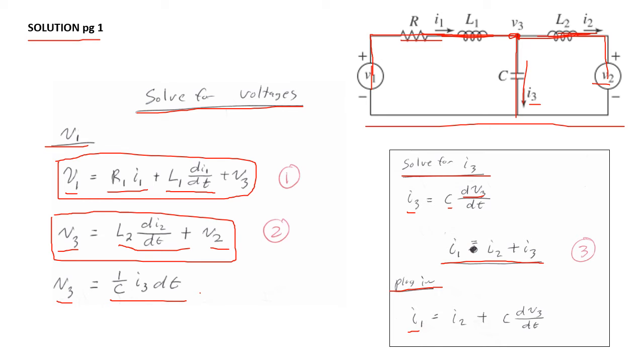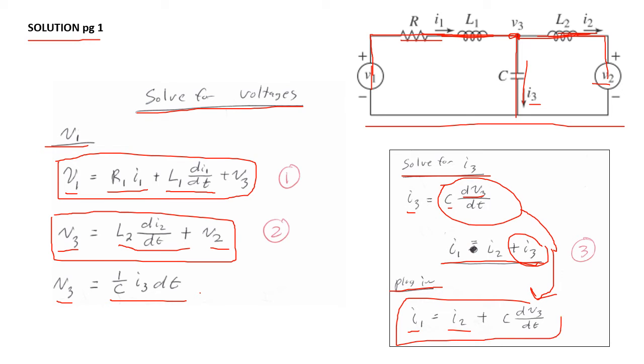So I plug in my I1 is equal to I2 plus my I3, where my I3 is from this relationship right here. So I can plug that in for my I3 there, bringing down to this equation that we now have down here, that I1 is equal to I2 plus C times d over dt of V3.